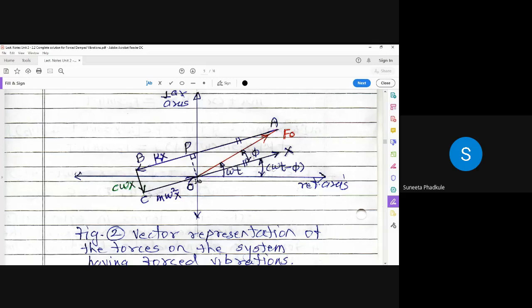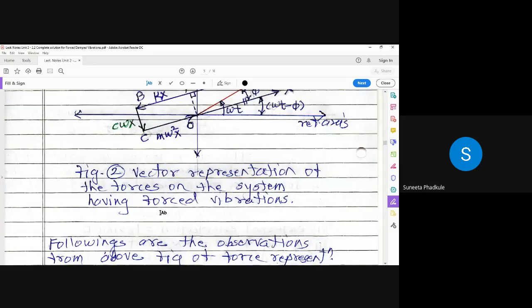So what we got? D'Alembert's principle: the summation of all the forces is equal to 0. So external excitation force plus spring force plus damping force plus inertia force is equal to 0. Remember, these are the four forces. You have to write down this equation in the same sequence only.